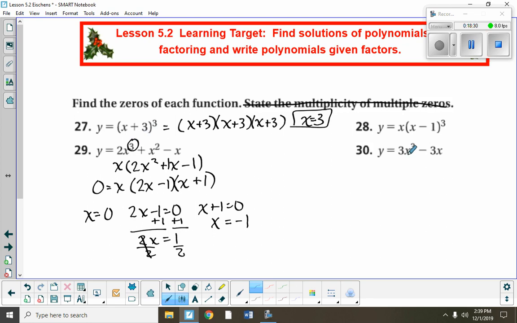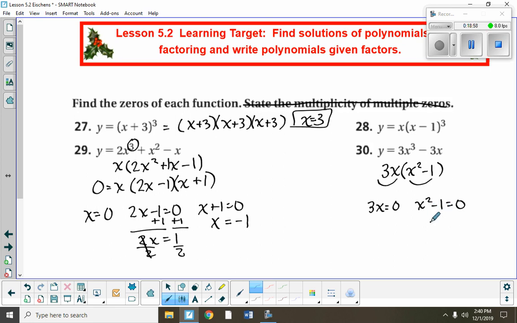Here's another one. Let's do this one. Here we can take out a 3 out of both terms, and we can also take an x out. So we would have 3x dividing out, and that would leave us with x squared minus 1. So now what we're going to do is set each factor equal to 0. And you could solve this one by factoring again. This is a difference of 2 squares, so that would be x plus 1, x minus 1.